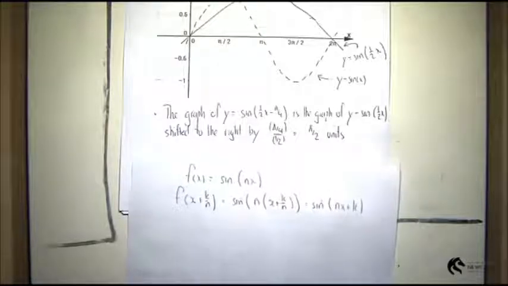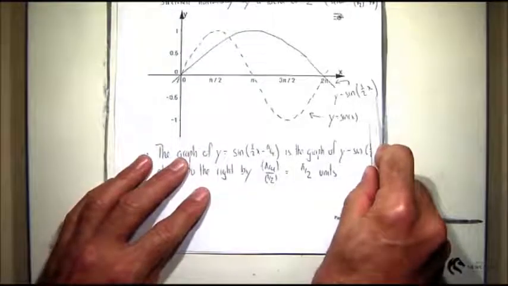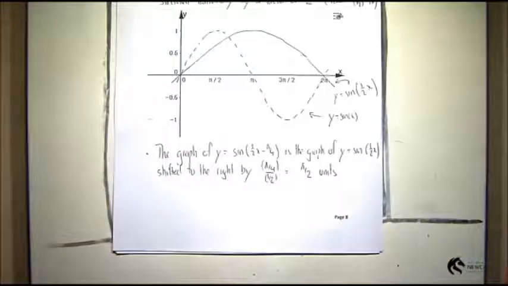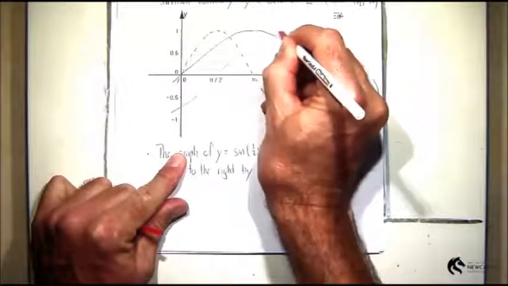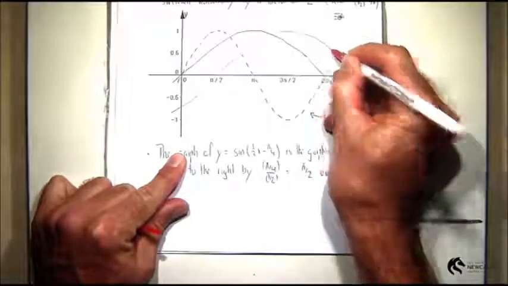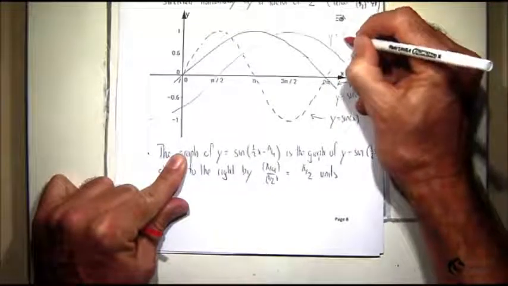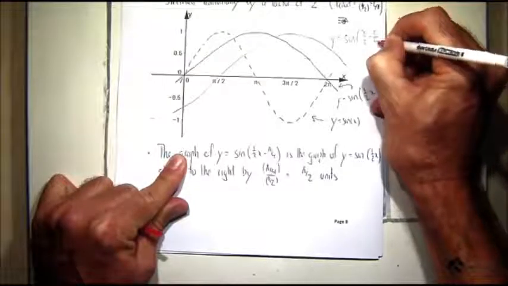But what that means in terms of my graphs is that I now have the graph of sine a half x. I now have to shift it to the right by pi on 2 units, and it now goes like this. Down here. And so this will be the graph of y is equal to sine x on 2 minus pi on 4.